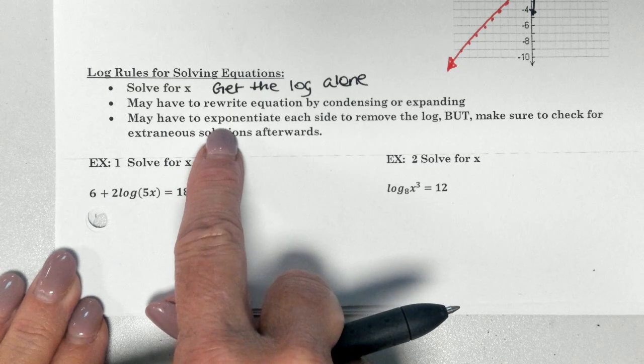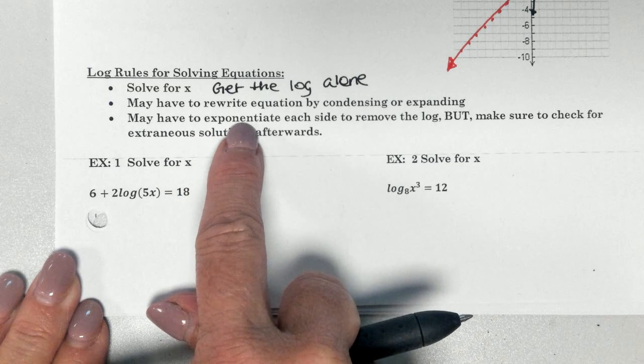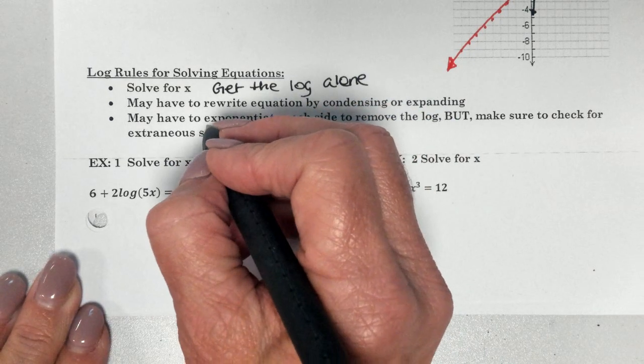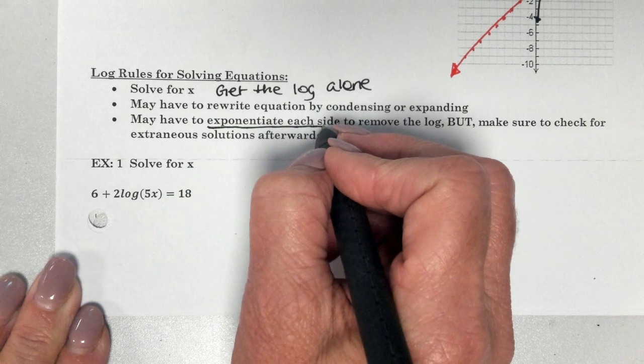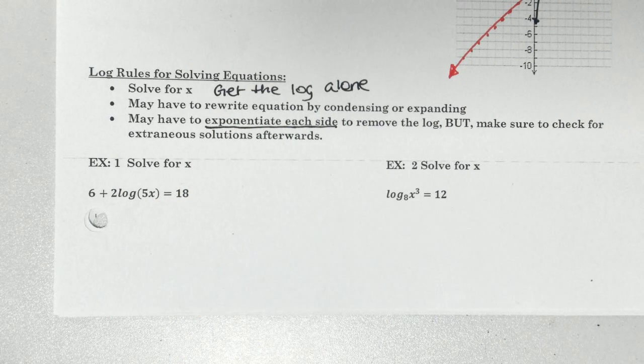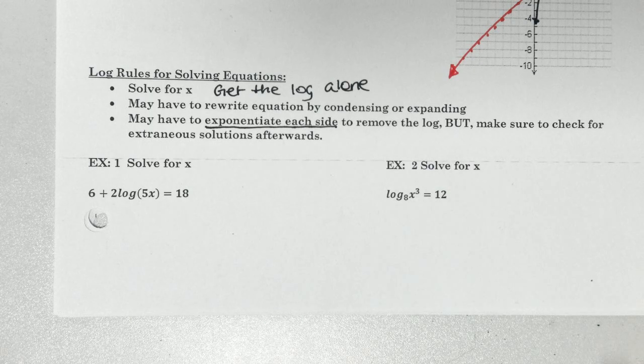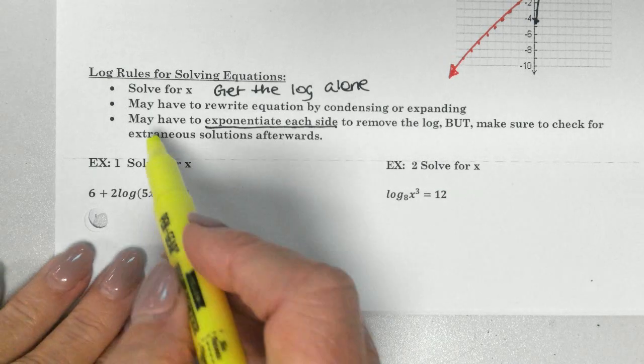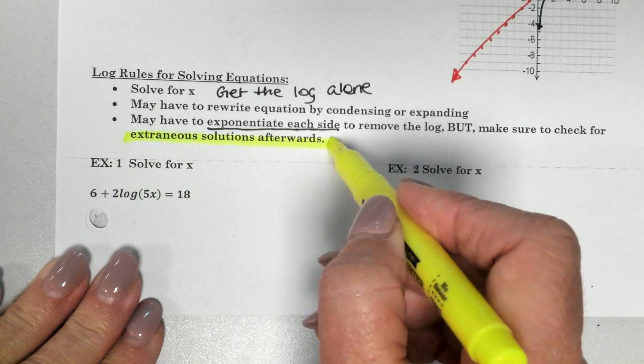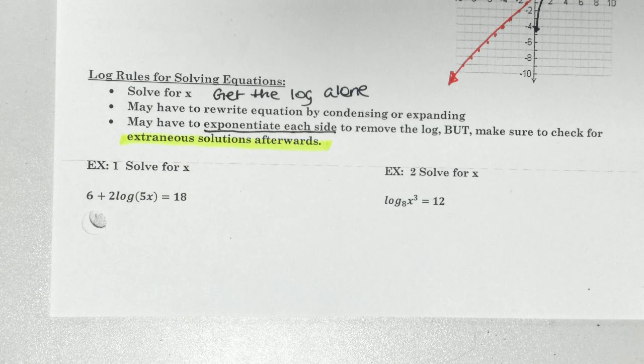Then, to eliminate the log, we might have to exponentiate each side. If you exponentiate each side, you may end up with extraneous solutions and have to check them. This is not a very difficult or time-consuming process. It can be done super quickly. So I'm going to show y'all how to do that.